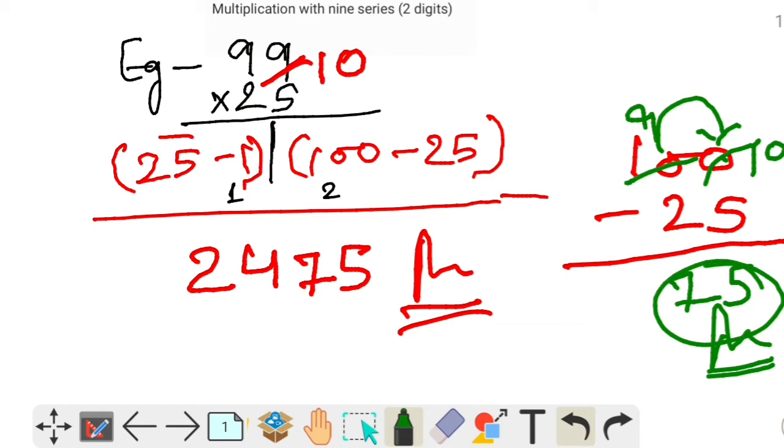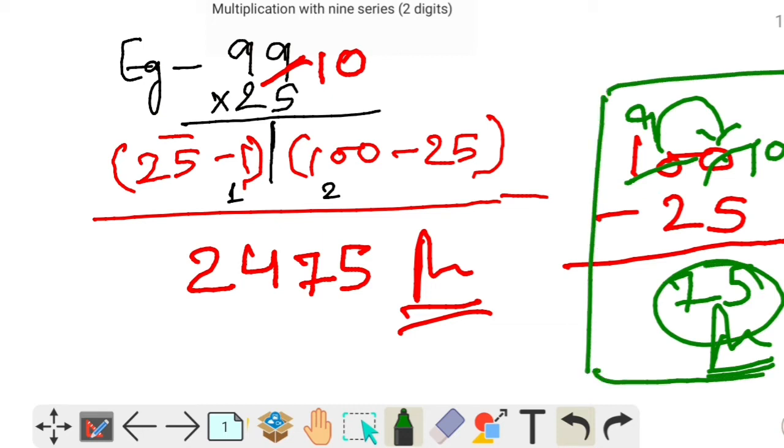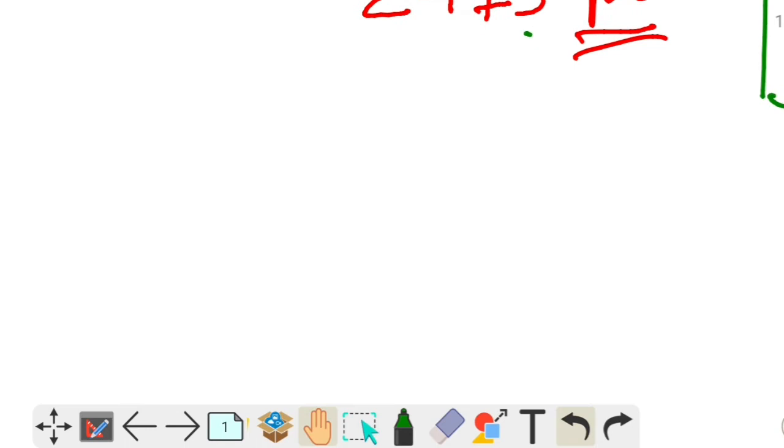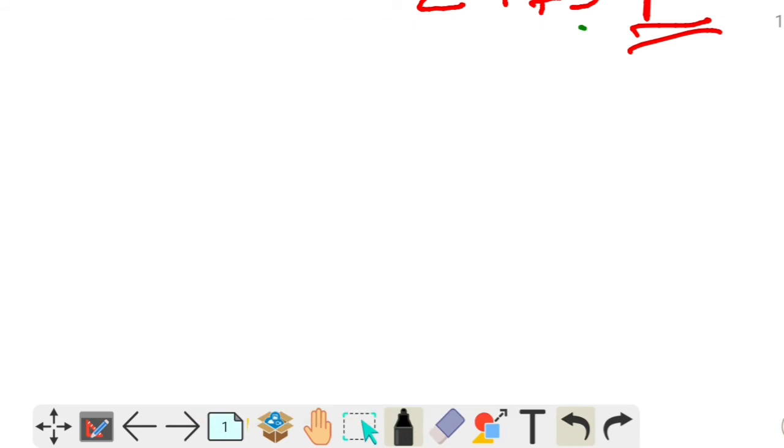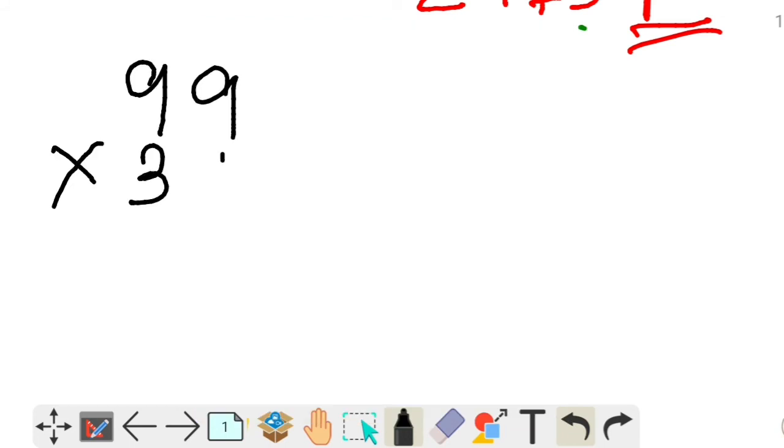Instead of making the blocks and doing it like this on the side, I told you directly what you have to do. When you are subtracting from 100, consider it as 10, and 10 minus 5 is 5 and 9 minus 2 is 7. So this will be your answer. Okay, let's move forward and see one more question so that you can understand it better. The next question is 99 into 36.